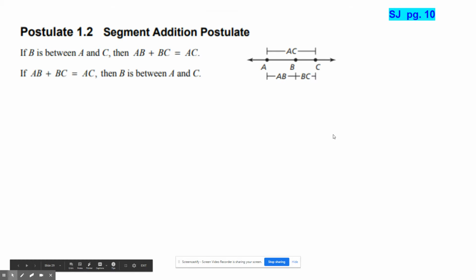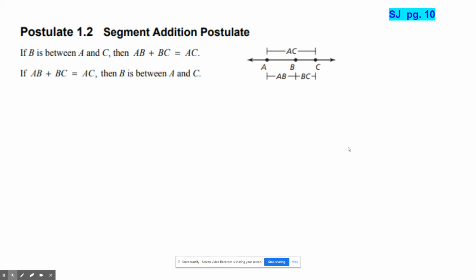In this video, we're going to be doing some practice problems that involve the segment addition postulate. And this postulate is on page 10 in your student journal. Basically, all the segment addition postulate tells you is that if you have a line or a line segment, if point B is between points A and C, then the length of AB plus the length of BC must equal the length of the whole, the length of AC.